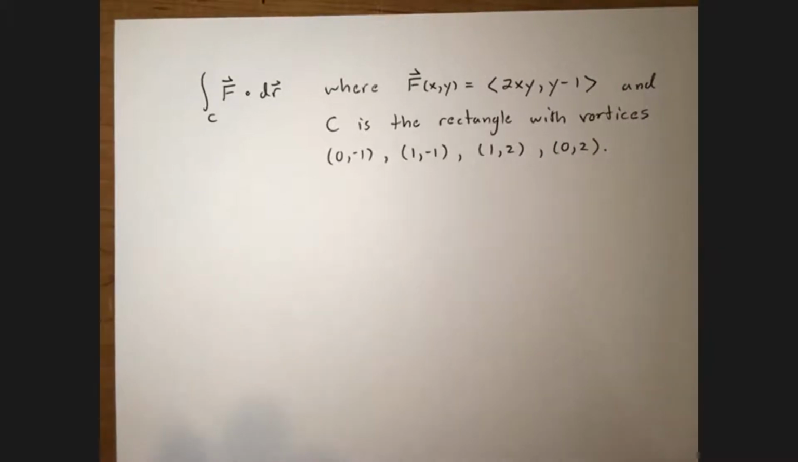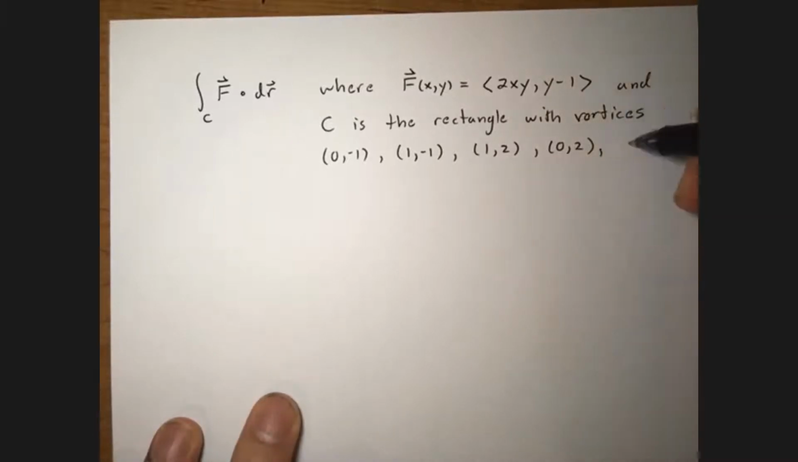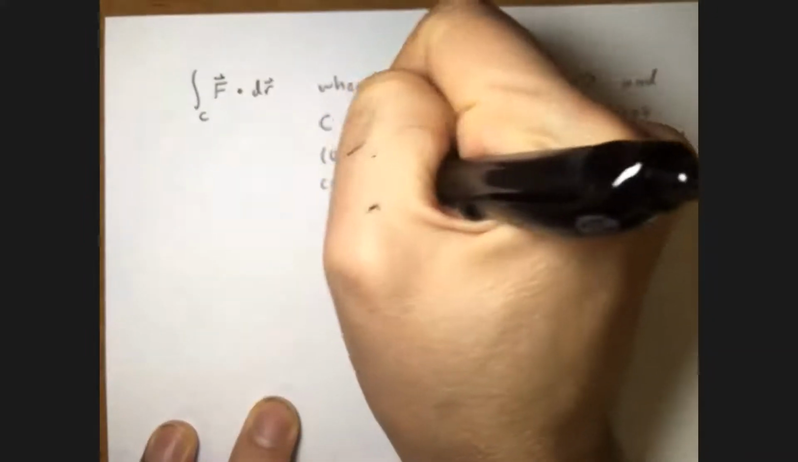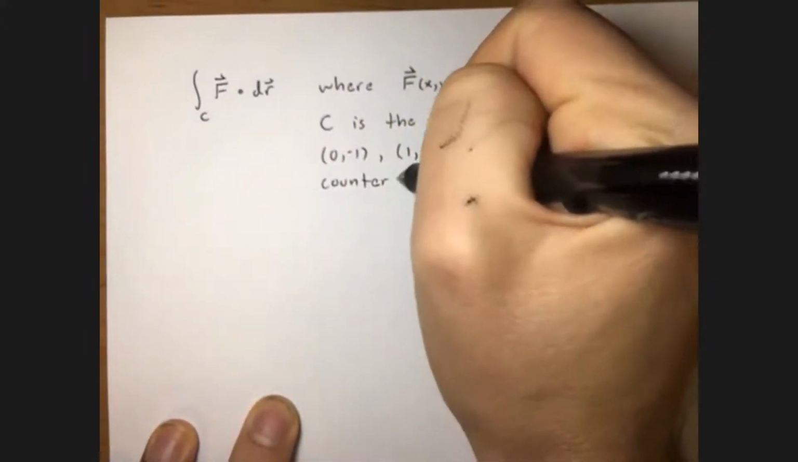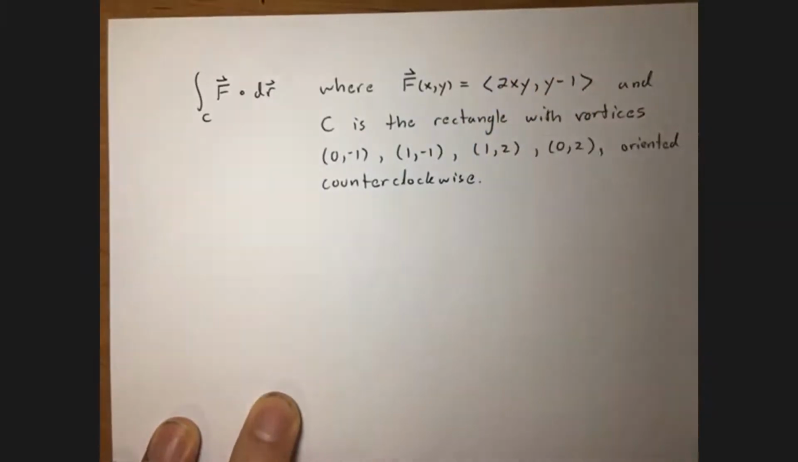Oh, and I'm not done. I have to tell you the orientation of this curve. Which direction are we going around this rectangle? Clockwise or counterclockwise? So let's say oriented counterclockwise. The usual orientation of mathematics. We like to do everything counterclockwise.